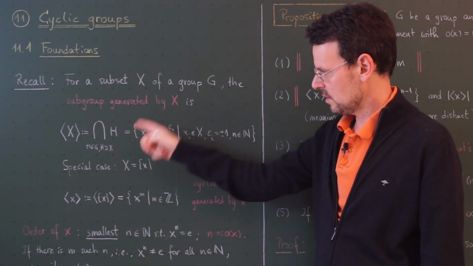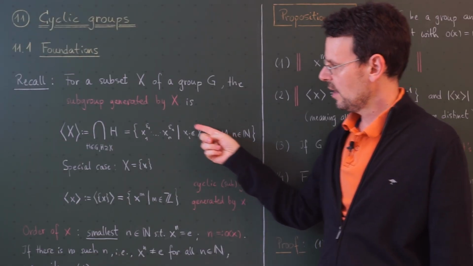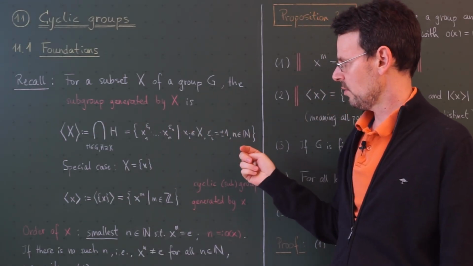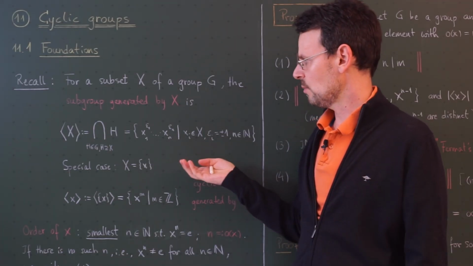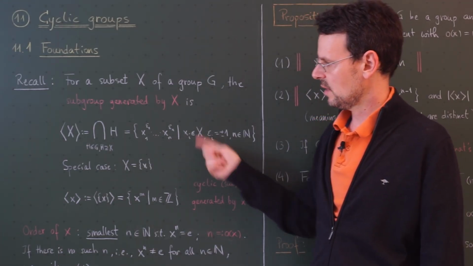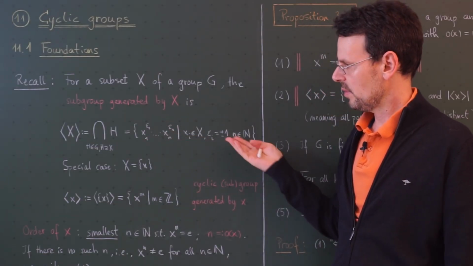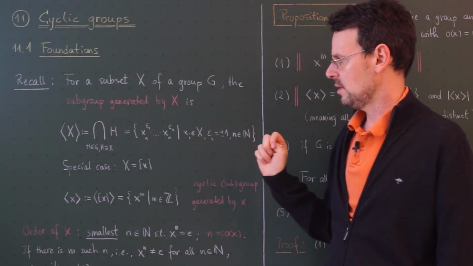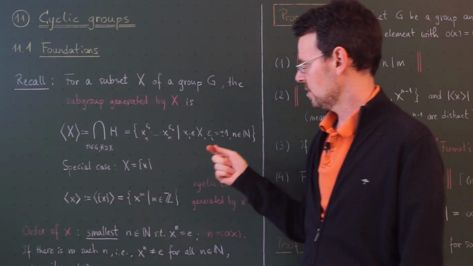And these things here are called words in elements of capital X. If you take all these words where the exponents are either 1 or -1, you end up with a group. And this is actually the smallest subgroup containing X. And the complete proof, as I said, is a bit technical, a bit awkward, but it can be done, elementary. And we will be using this here in the special case of a singleton set.